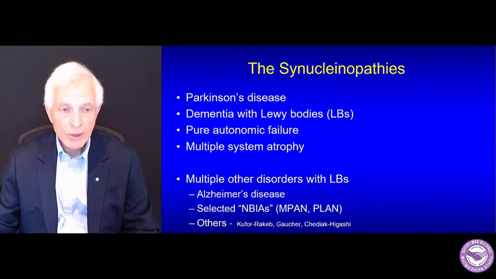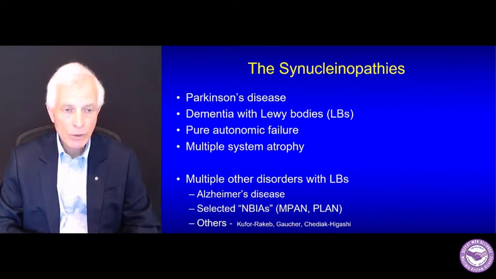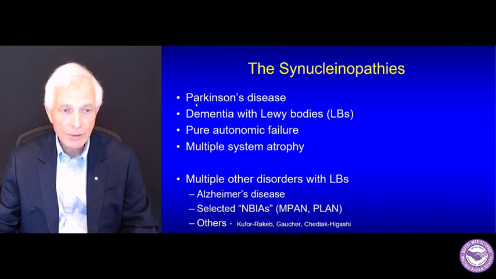Multiple system atrophy is what we call a synucleinopathy, a long name that emphasizes the presence of a protein, alpha-synuclein, which is a normal protein in the nervous system that, for reasons that we don't fully understand, deposits and aggregates in a group of disorders, including Parkinson's disease, dementia with Lewy bodies, pure autonomic failure, and multiple system atrophy. Lewy bodies are little inclusions that occur in nerve cells, and Parkinson's and dementia with Lewy bodies have these. Multiple system atrophy generally does not. And there are a number of other disorders that may have some Lewy bodies deposited as well.